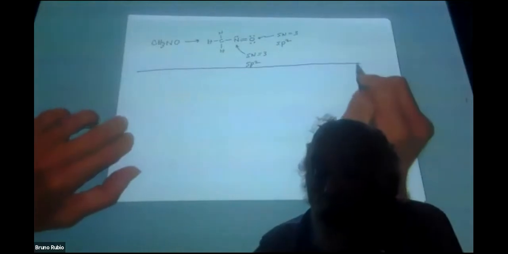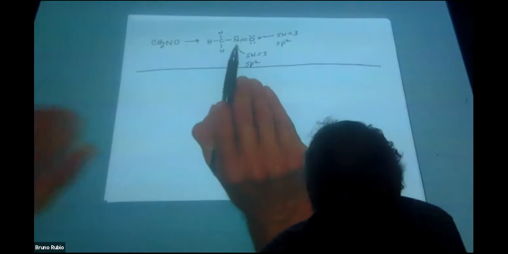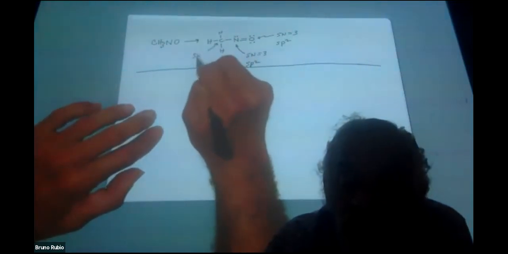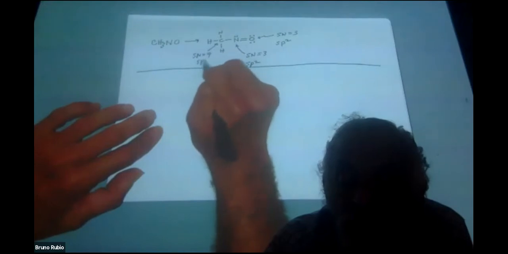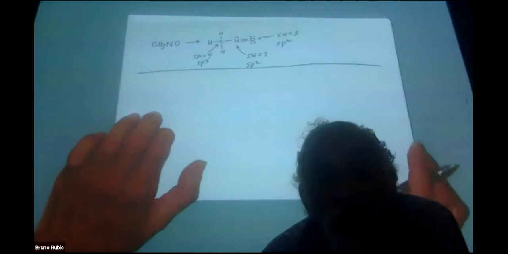How about let's draw a dash and wedge picture of this molecule now. Oh, I forgot about this carbon, right? Steric number of 4, that's sp3. So now what if I wanted to draw a dash and wedge picture of this molecule? What would I come up with?